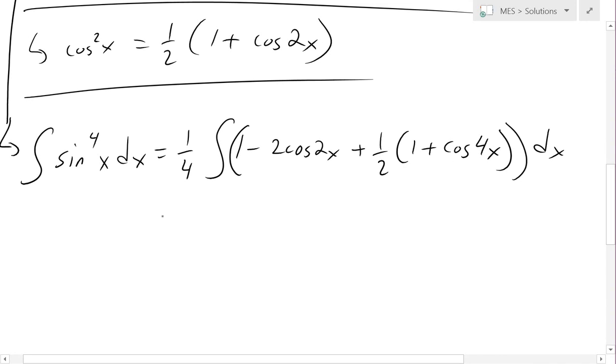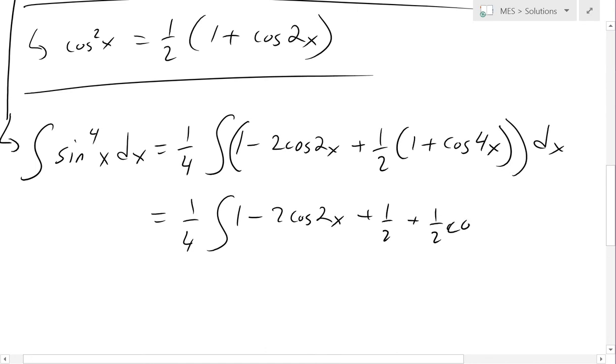Now we just have to simplify this even further. So now we get 1/4 times 1 minus 2 cos 2x. Now we multiply this 1/2 through, so you get plus 1/2 plus 1/2 of cos 4x, all in brackets, dx.